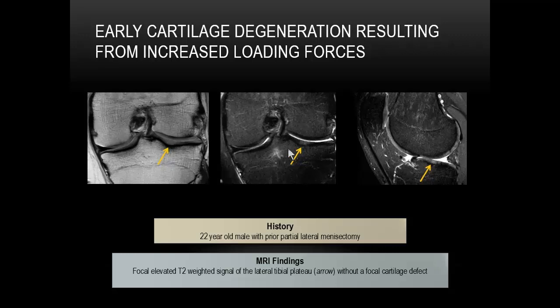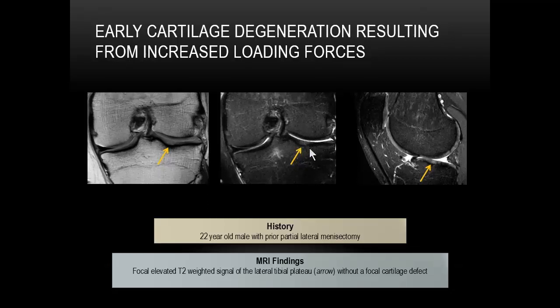We can see it in response to underlying biomechanical overloading. Here's a patient that's had a rather significant lateral partial meniscectomy. That lateral compartment of the knee is extremely dependent on an intact lateral meniscus. You remove that lateral meniscus, you can increase the loading forces 600%, particularly with knee flexion.